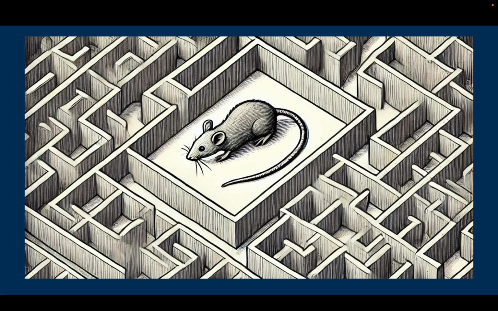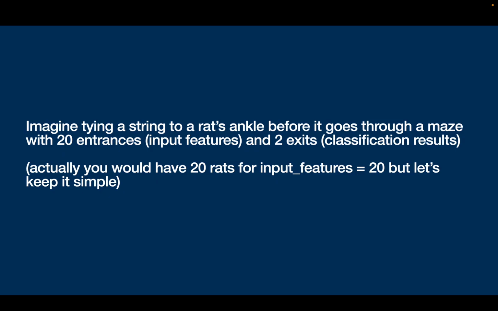So to help picture this, I like to use an analogy of a rat finding its way through a maze. So if you imagine a rat and you tie a string around its ankle, and you have 20 entrances to a maze because you have 20 input features, and 2 exits because you have 2 classification results.